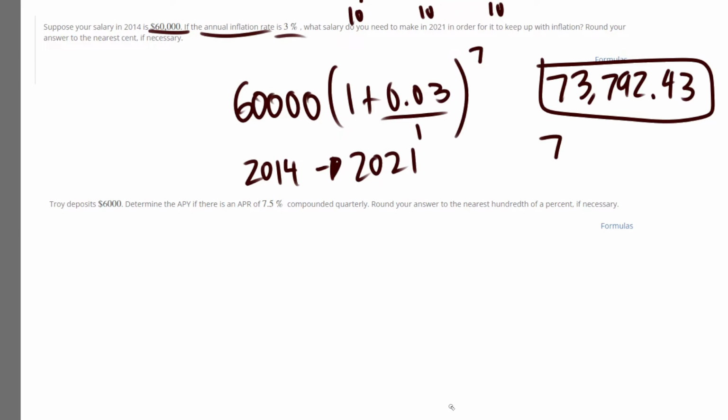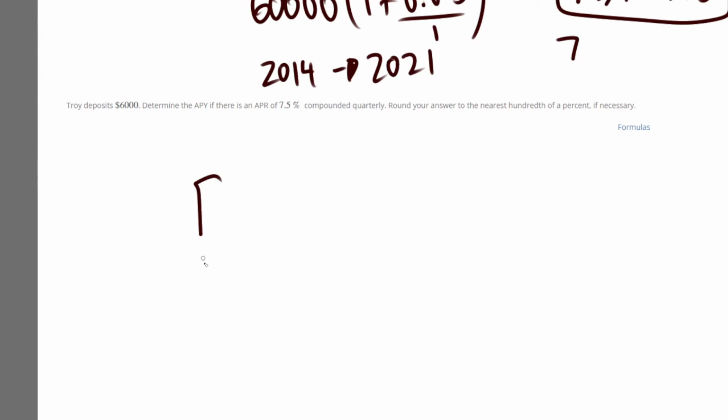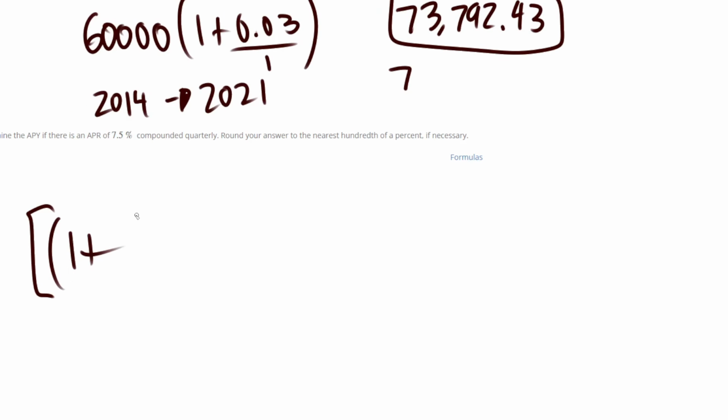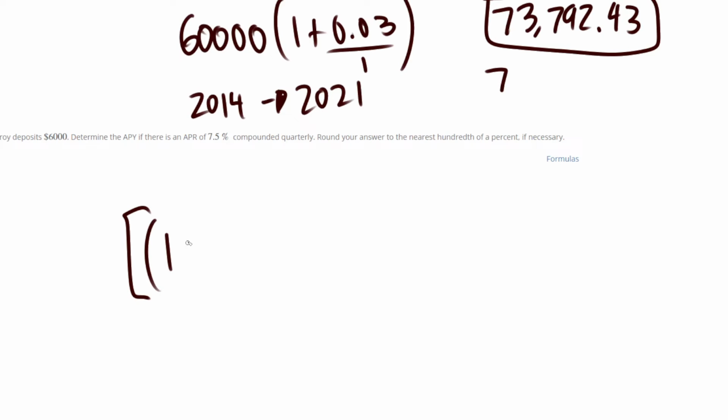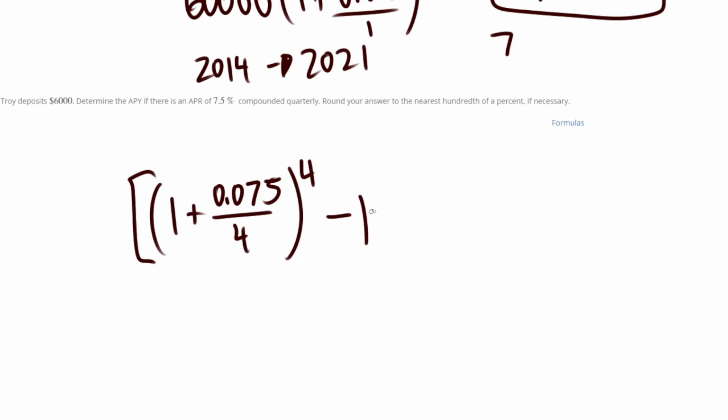Okay, so here's the last problem. Troy deposits $6,000. Determine the APY if there is an APR of 7.5% compounded quarterly. Round your answer to the nearest hundredth of a percent. So if we go back up to our APY formula, we know that the APY is brackets, parentheses, 1 plus, and then I forgot, R over N. Let me fix that. So 0.075 over 4, because it's compounded quarterly. And then I believe it's to the n, so it's going to be to the 4 minus 1. And then all of that times 100.